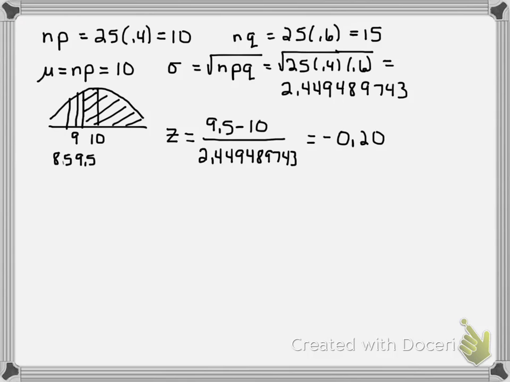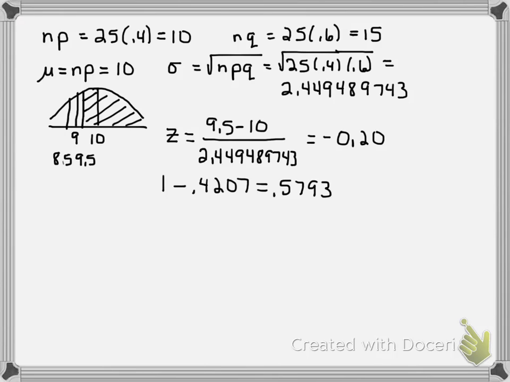Keep in mind that when you use table A2, you're actually finding the area to the left of the z-score. In this case, we want the area to the right. So we will need to take 1 minus the area that we find in the table, which is 0.4207, and that will give us 0.5793. That's the area to the right, or the probability of more than 9.